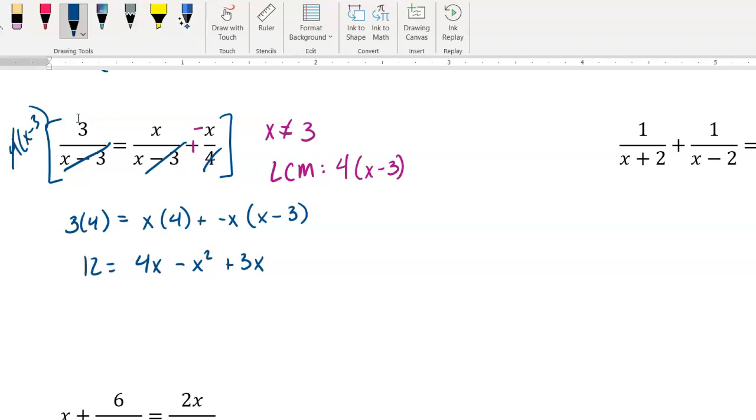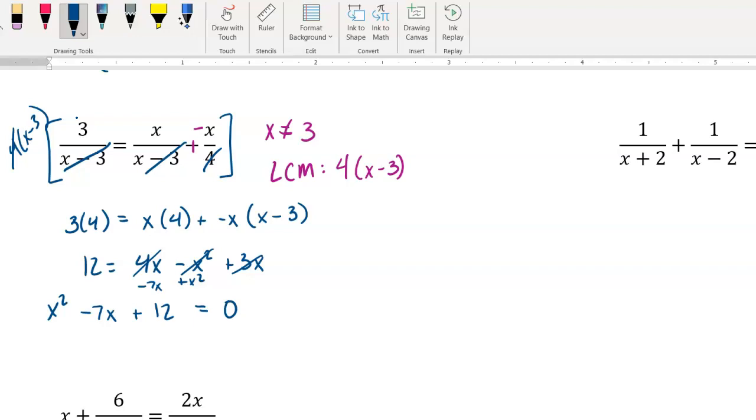Now I want to get this equal to 0 and solve it. I also want my x squared to be positive, so I'm going to move everything to the left side. I'm going to add x squared to both sides, which gives me x squared on the left. And then 4x plus 3x is 7x, so I'm going to subtract 7x from both sides, which gets rid of those. And that 12 is already on the left side, so it's a positive 12 equals 0.